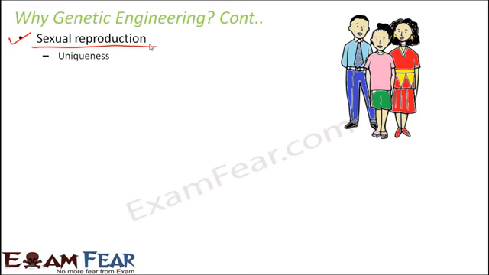Now one of the key features of sexual reproduction is uniqueness. Each organism is different from the other one. So if you talk about human beings, each and every human being is different from the other one. There is scope of variations which might be beneficial. For example, when we say variations, let us consider a very simple example. Let us consider a family. So here you can see the father, the mother and the daughter.